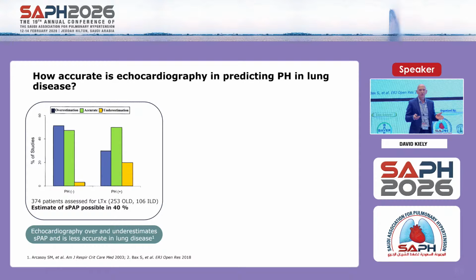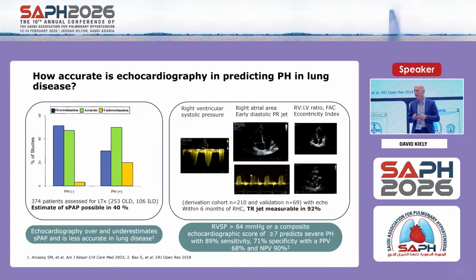So how accurate is echo in patients with lung disease? And this is a landmark paper from the States, nearly 400 patients undergoing cardiac catheterization. And we can see in this study only about 40% of patients had a TR jet measurable at the time of their echocardiogram. We can see here in lung disease as well that echo tends to have a tendency to overestimate pulmonary artery pressure, although it can underestimate pressure. But generally, it's recognized that echocardiography is less accurate in patients with lung disease than in other forms of pulmonary hypertension. Of course, we make progress over time, and we heard from Hoder Terlo yesterday.